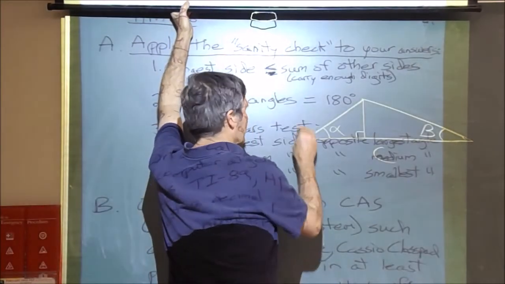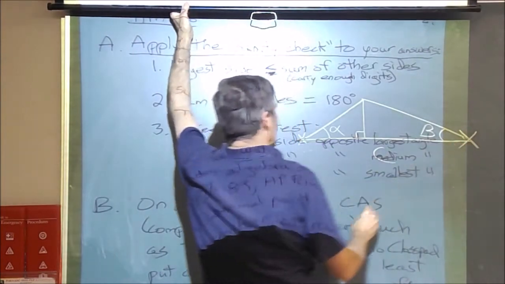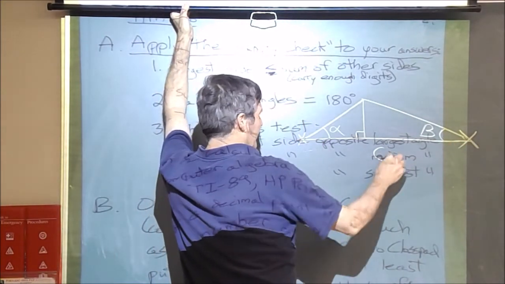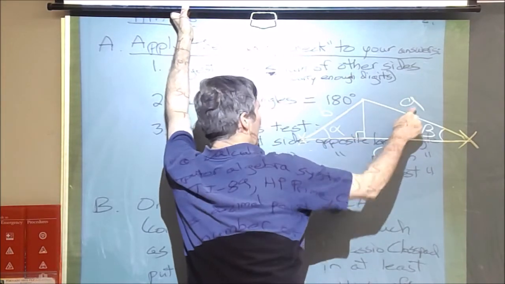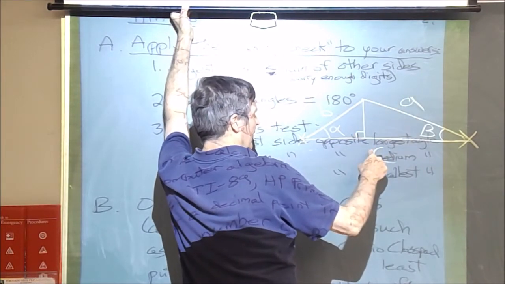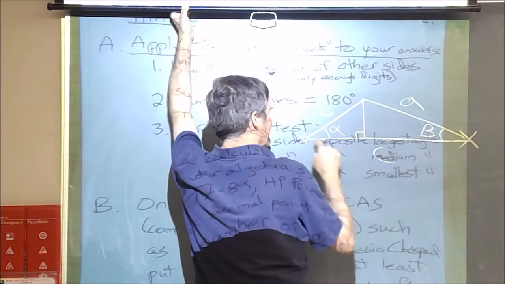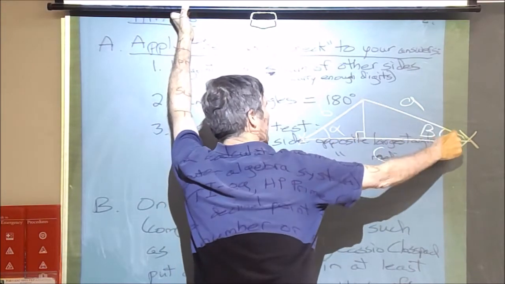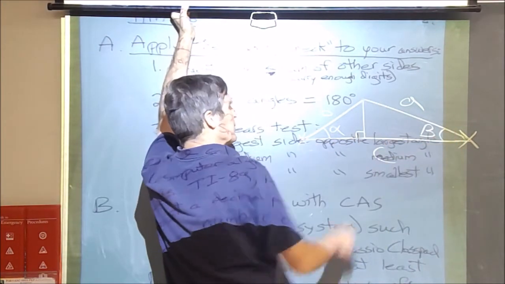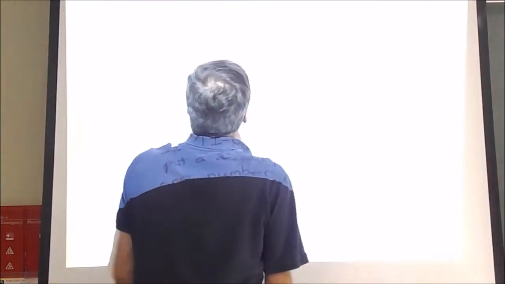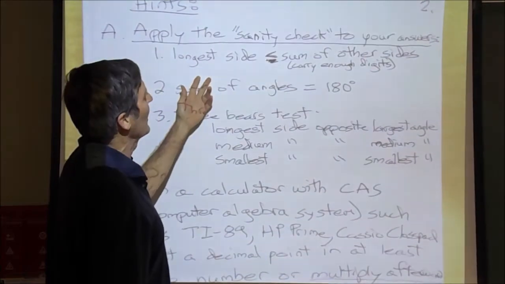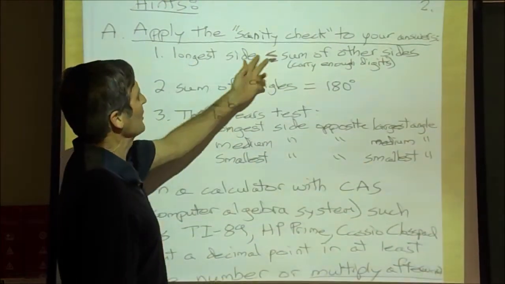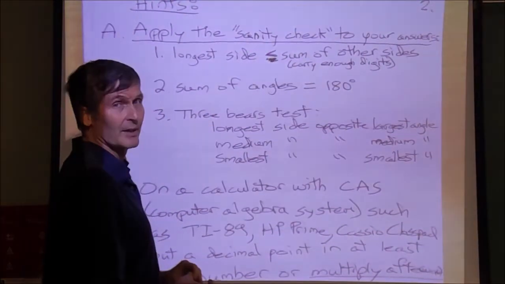It's because the shortest distance between 2 points is a straight line. If this was bigger than b plus a here, then this distance would be farther than going this way followed by this way. The shortest distance between 2 points wouldn't be a straight line. So what you can do, like in that last example, is see if the longest side you found has to be less than the sum of the other two sides, or your answer is wrong.